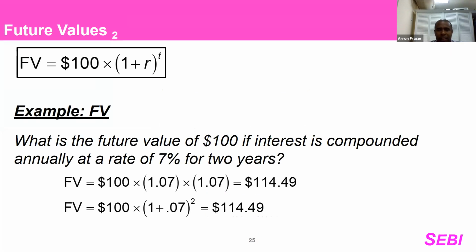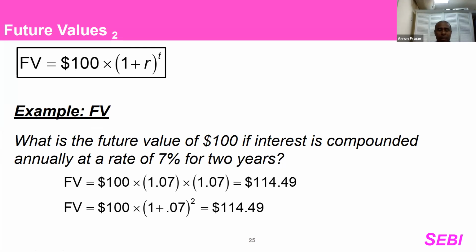So for example, if you invest $100 at 7% for 2 years, the future value, if we expand it, is $100 times 1.07 times 1.07, and you'll get $114.49. Or if we use the formula that we were given above, it's $100 times 1 plus 0.07 raised to the second power, and you'll get the same answer. Right.